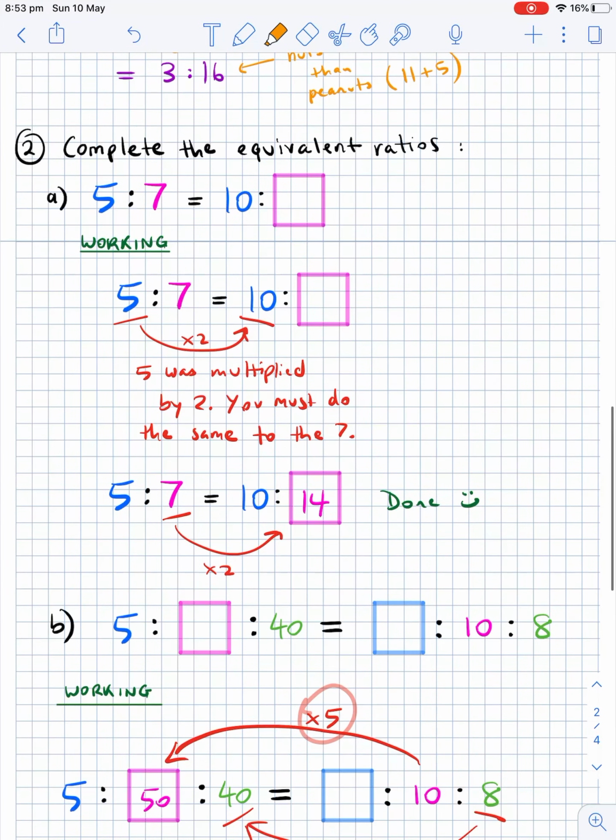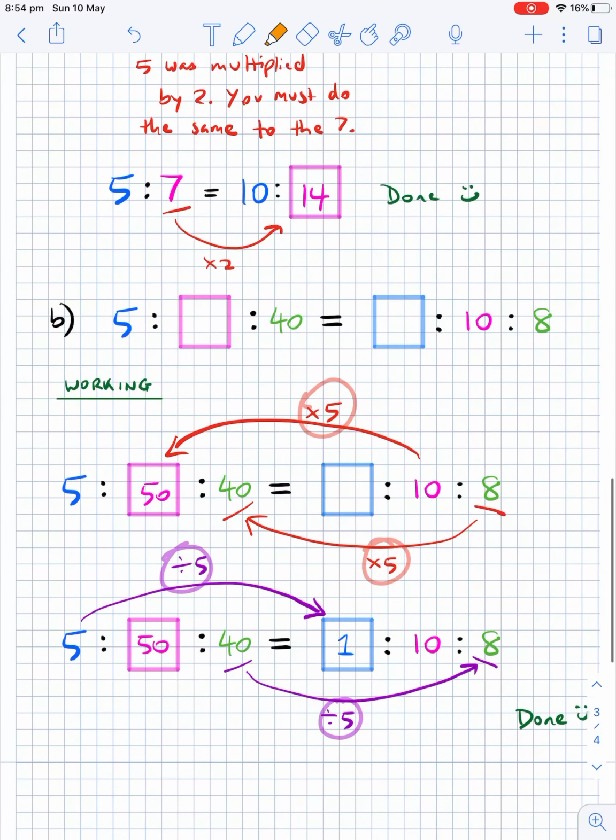Question 2, complete the equivalent ratios. We give you a completed ratio, and that's equivalent to this one, but we need to figure out what this number is going to be. We can see that our 5 changed to 10. It was multiplied by 2. The idea is that what you do to this number has to happen to the other number as well. So you must do the same to this 7. The 7 has to get multiplied by 2 as well, so it becomes 14. Now that we've figured out that was 14, we're done.